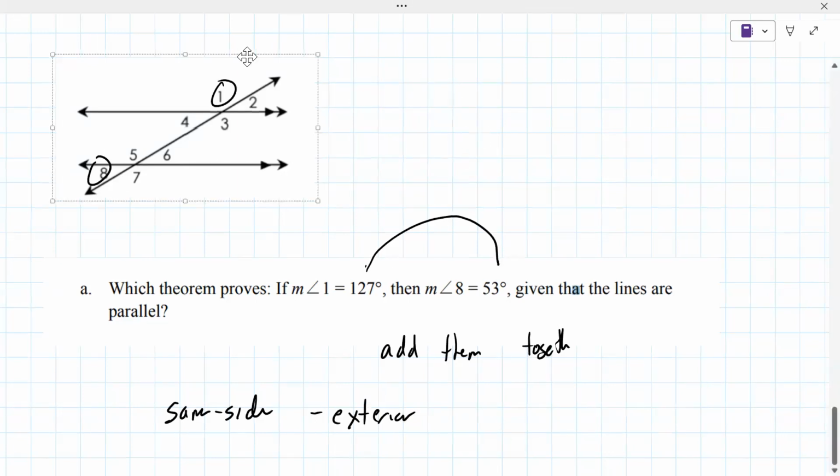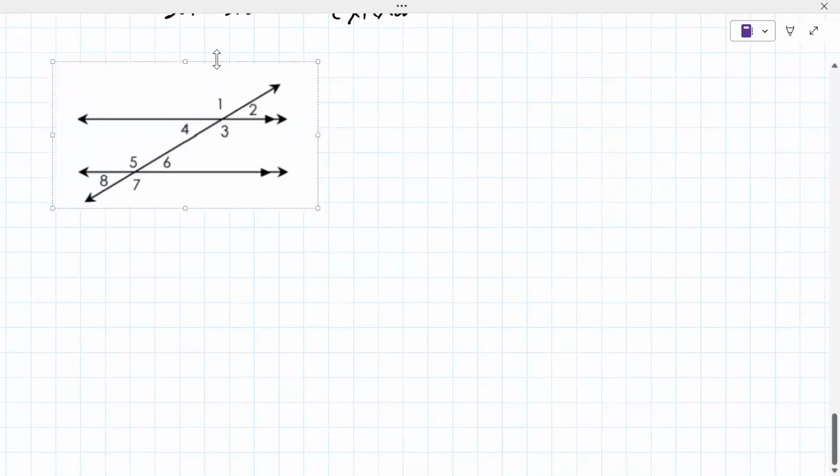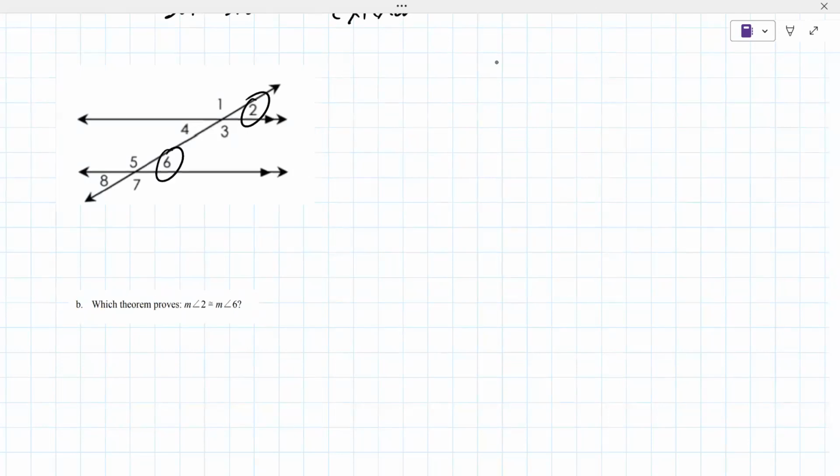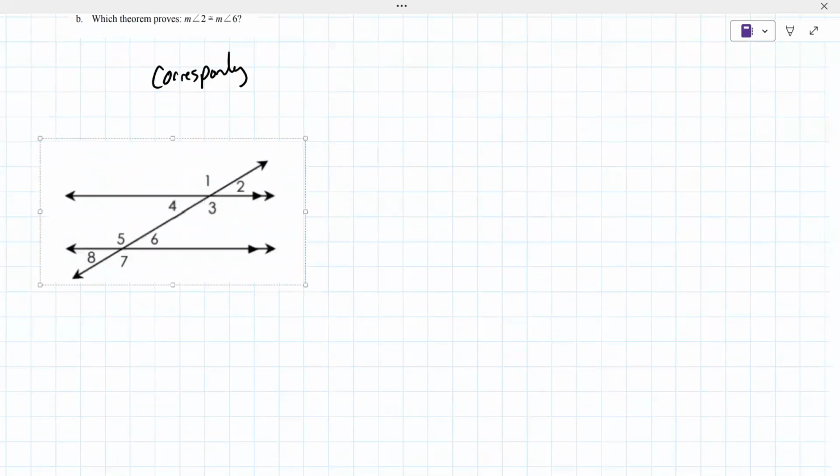All right. So let's grab the picture again. And let's look at part B, which says which theorem proves that angle 2 is congruent to angle 6. That is one of the ones I mentioned in that list above there. They are corresponding, yeah. Okay. One more of these. Part C.